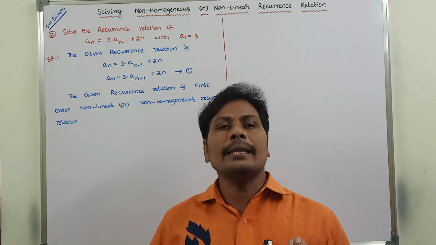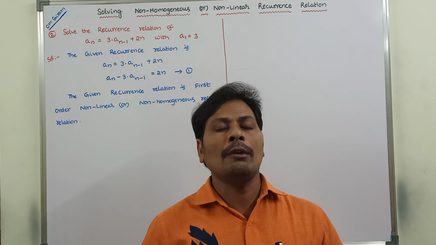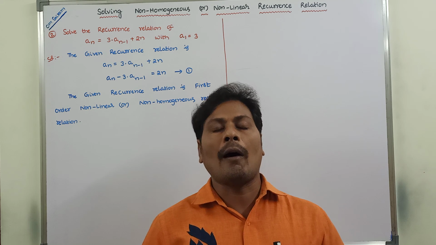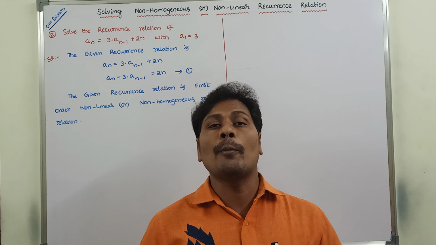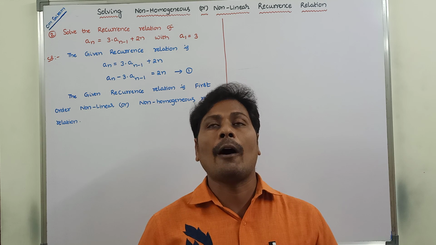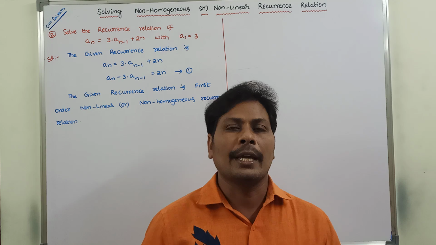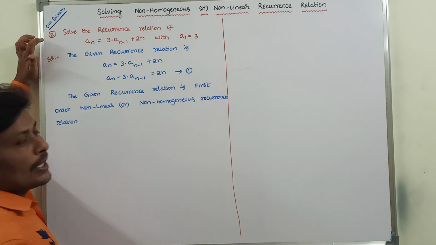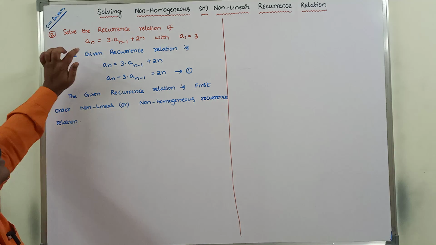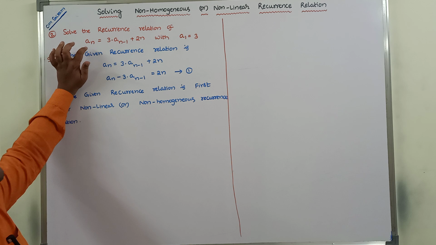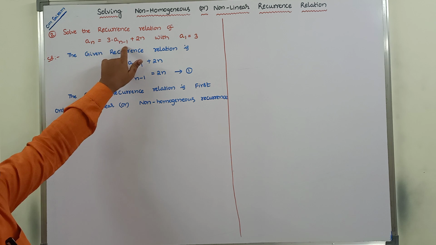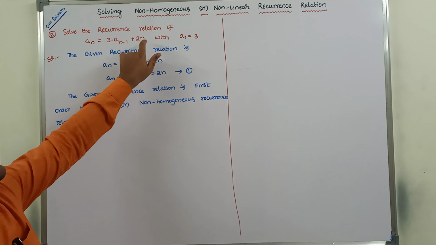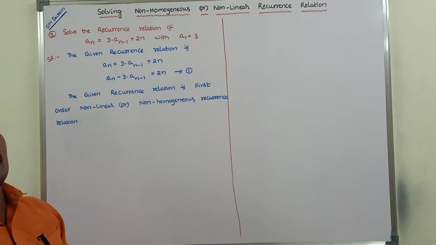Now in this video we have to solve another example problem on how to solve a non-homogeneous recurrence relation of first order. Now see this problem. This is the given problem. Solve the recurrence relation a suffix n is equal to 3 into a suffix n minus 1 plus 2n with the initial condition a suffix 1 is equal to 3.